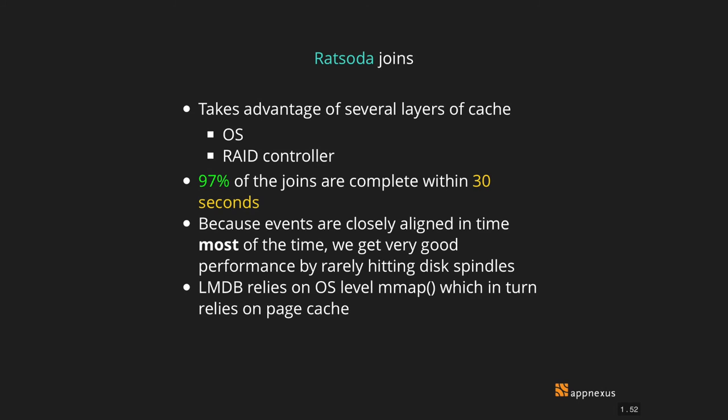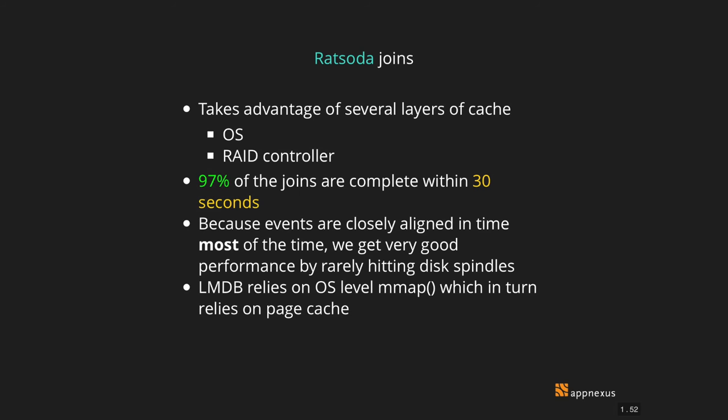And because, like I said, 97% of the joins that come through our system are completely joined in within 30 seconds, because they're all close together in time, almost everything we do hits cache. It very, very, very rarely hits the actual disk. Once in a while, we get those outliers where we get that three-hour join thing that comes in from Facebook. We've got to actually go back on the disk and fetch some data to complete the join. But it happens so rarely that it doesn't really impact performance. And LMDB, which we use internally for a couple things, relies on memmap, which relies on page cache, and everything is fast because everything is kept close in time.